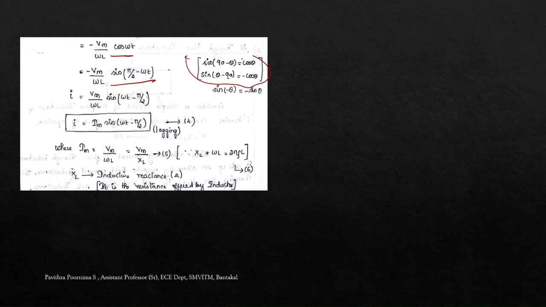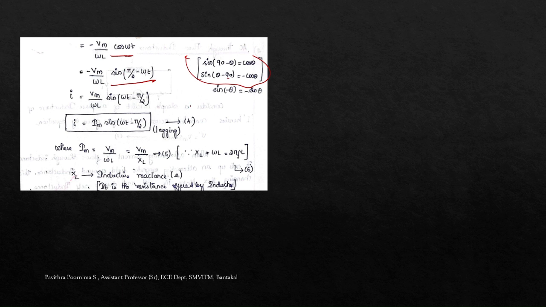We have an equation sin 90 minus theta equal to cos theta. Sin theta minus 90 means minus cos theta. So we have cos theta here, and cos theta in a sense is sin 90 minus theta. 90 is pi by 2. So cos omega t can be written as sin pi by 2 minus omega t. So minus Vm by omega L sin pi by 2 minus omega t. Okay, so I equal to Vm by omega L.